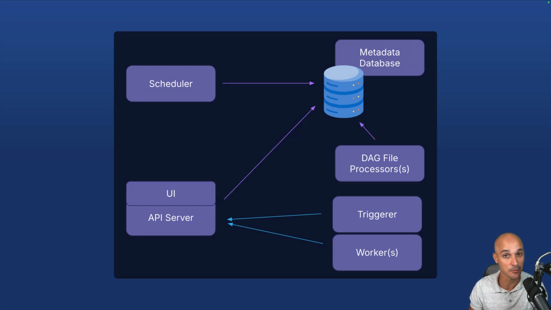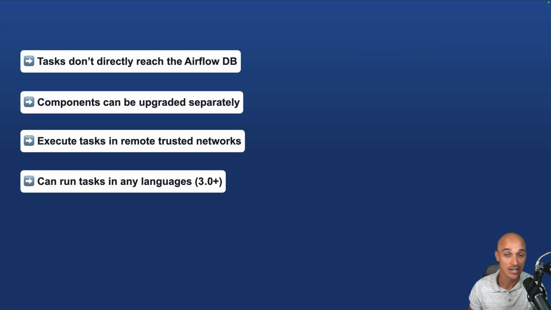This new architecture brings some major improvements. The first one is tasks do not directly reach the Airflow database. So again, that is better for scalability and security reasons. Also, components can be upgraded separately. Finally, you can upgrade your workers separately from the other Airflow components, which allows you more flexibility. You can also execute tasks in remote trusted networks, as you will see in a second. Then last but not least, you can potentially run tasks in any languages. For now, it is only Golang, and this is experimental, but if you are interested in that, wait a little bit for the future Airflow releases, where more languages will be supported.